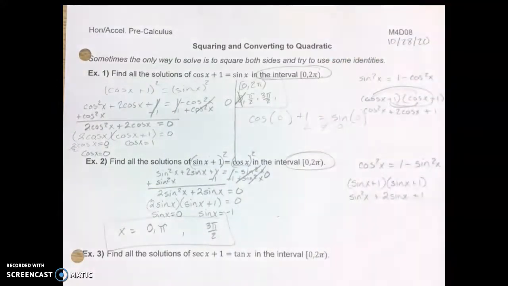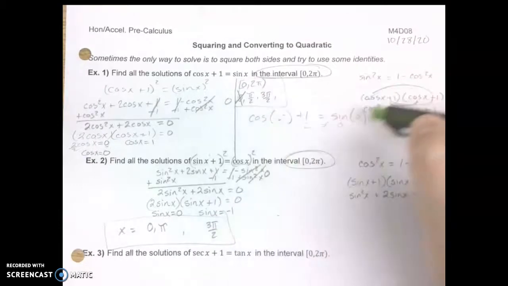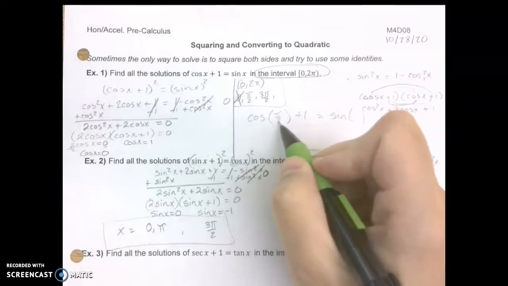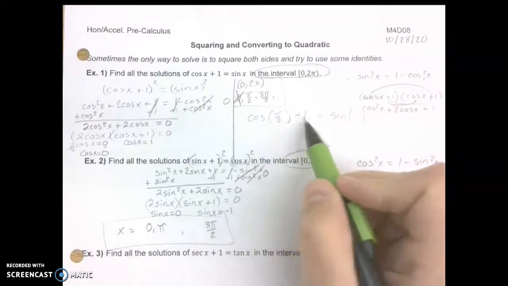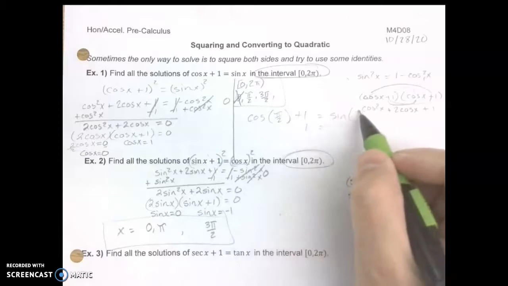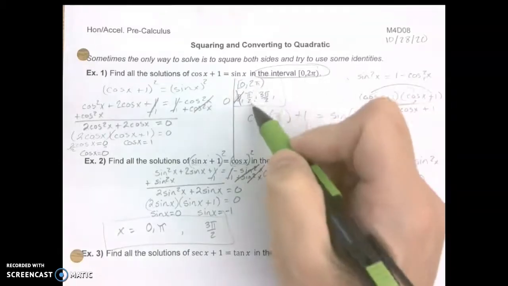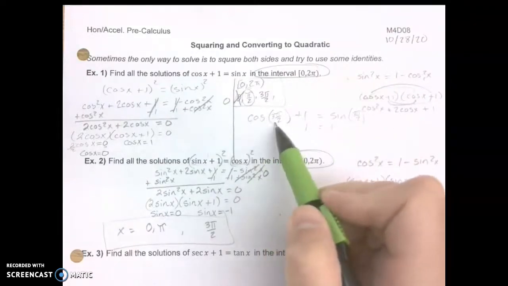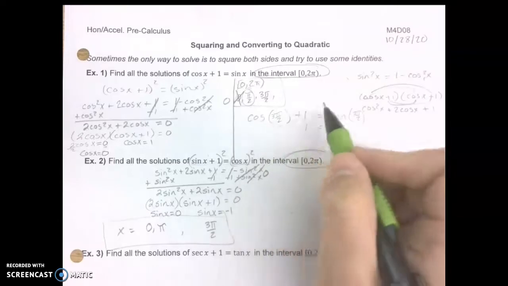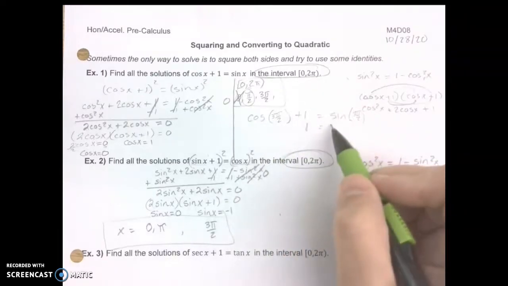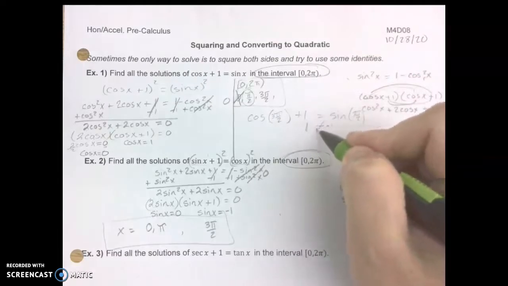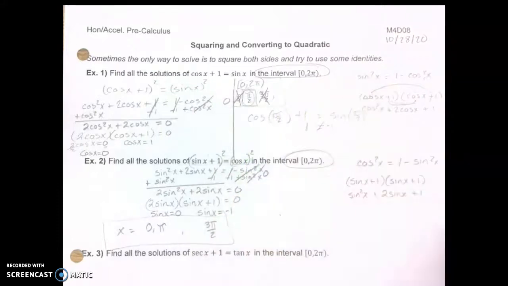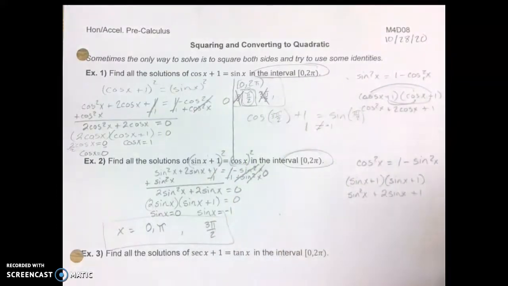Okay, so then let's go back and test the other solutions. Let's try pi over 2. The cosine of pi over 2 is 0, and 0 plus 1 is 1. The sine of pi over 2 is 1, so that works. 3 pi over 2. The cosine of 3 pi over 2 is 0, and 0 plus 1 is 1. The sine of 3 pi over 2 is negative 1, so that is not equal. So my only real solution here is pi over 2. We need to check those solutions.